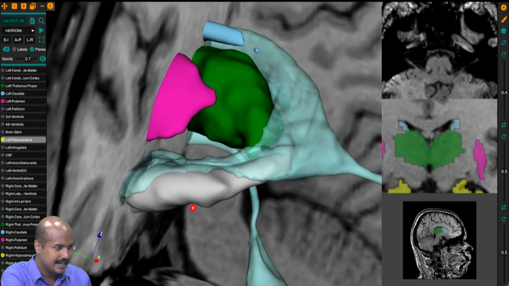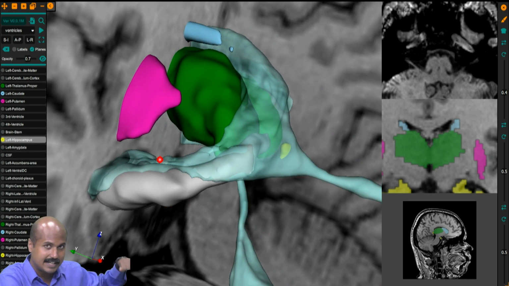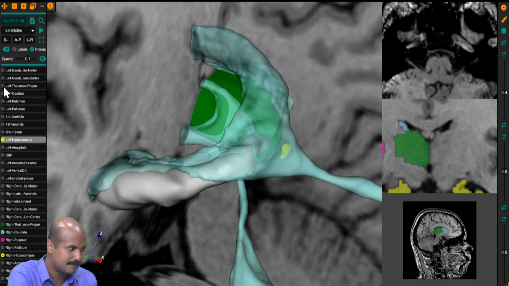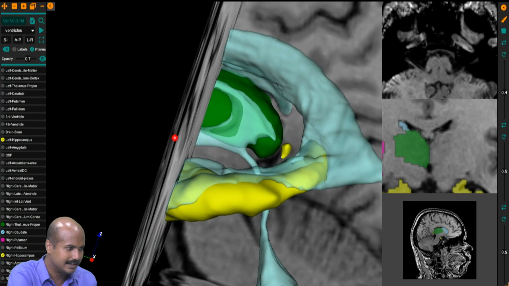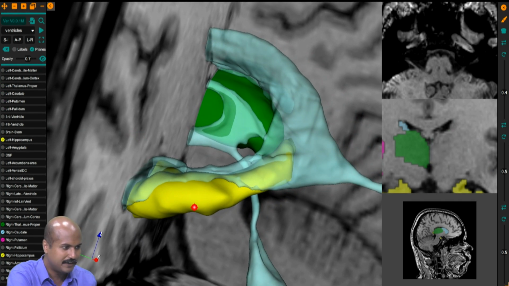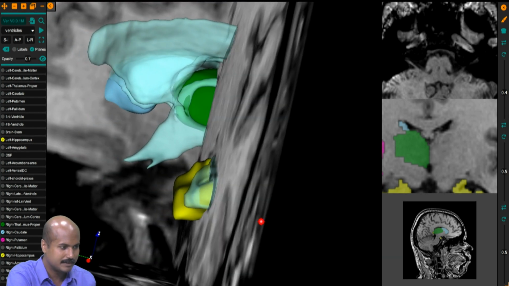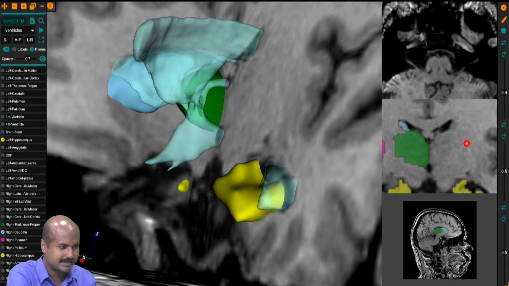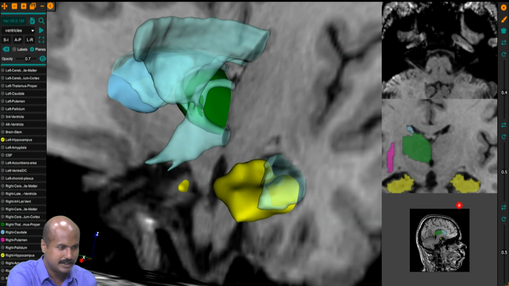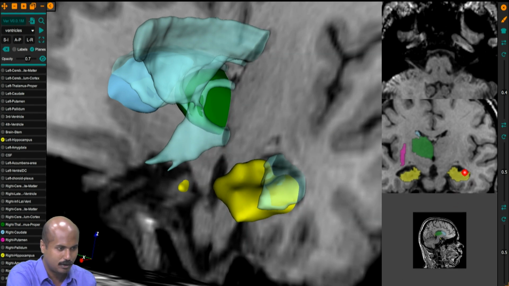Hippocampus is located in the inferior relation of the inferior horn. I will just make this clear by unchecking all the others, and I will just show the inferior horn of the lateral ventricle along with the hippocampus. To make this clear, I will just move this image. Okay, this is a coronal section.